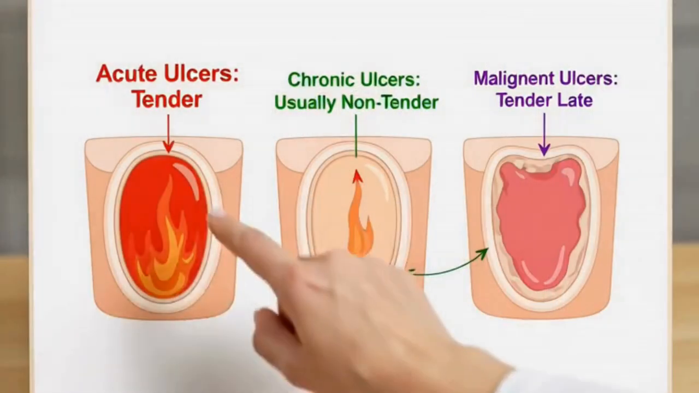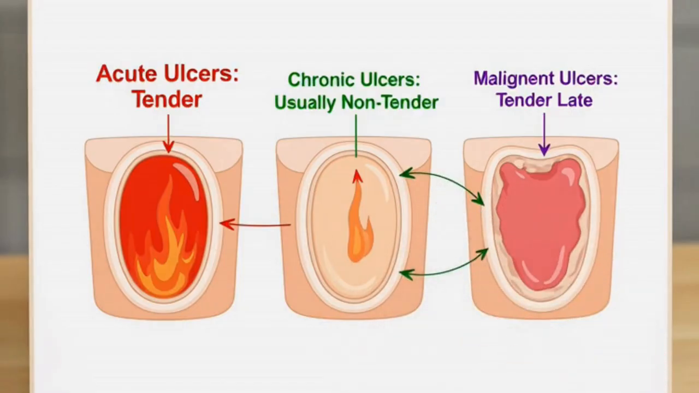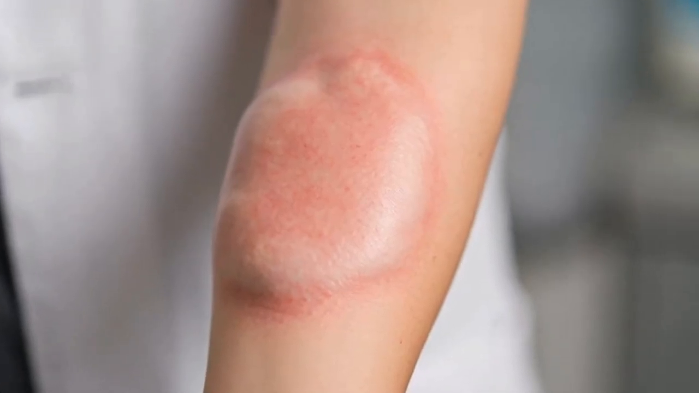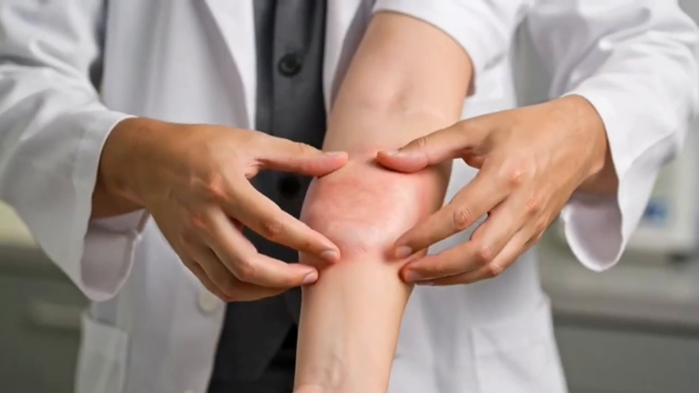Ulcers vary in tenderness. Acute ulcers are tender. Chronic ulcers are usually non-tender. Malignant ulcers become tender in later stages. Assess tenderness to guide diagnosis. Warmth indicates inflammation. Induration or hardness suggests carcinoma, fibrosis, or Hunterian chancre.